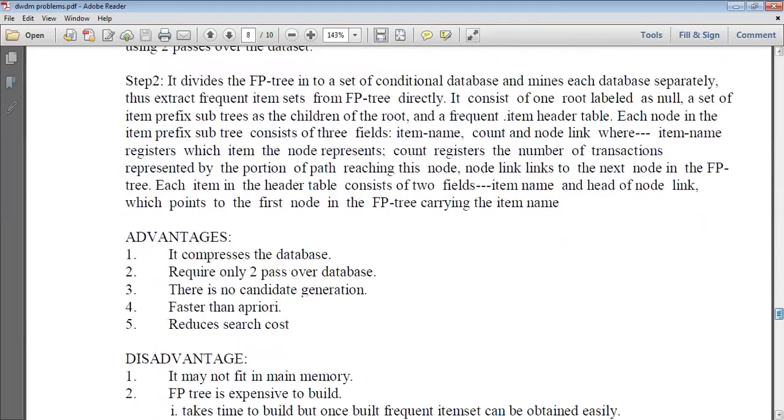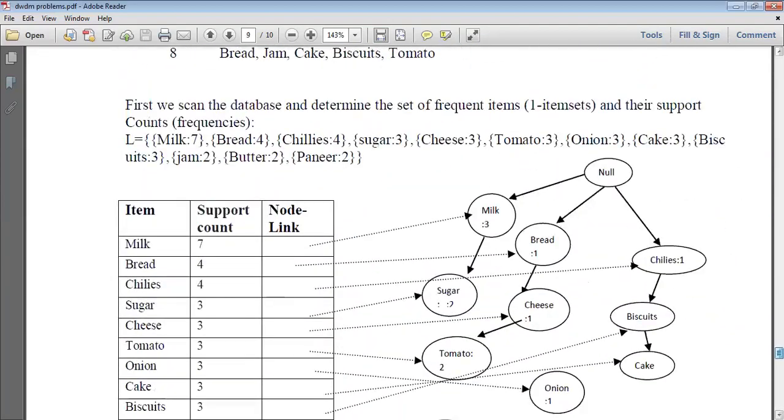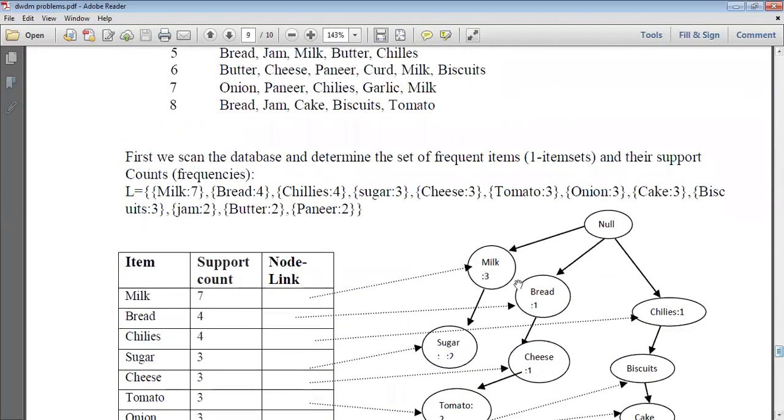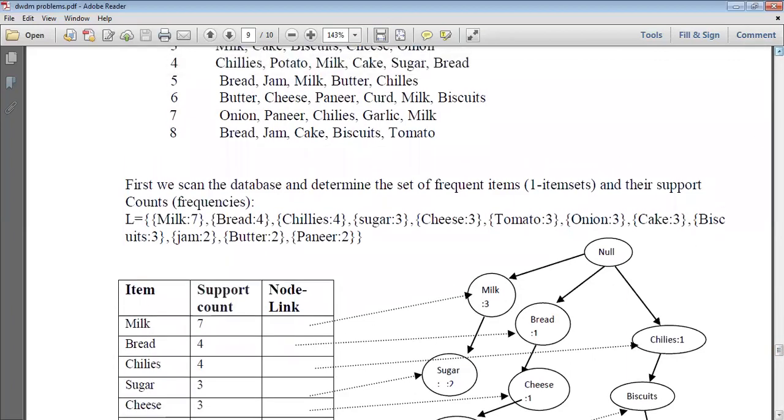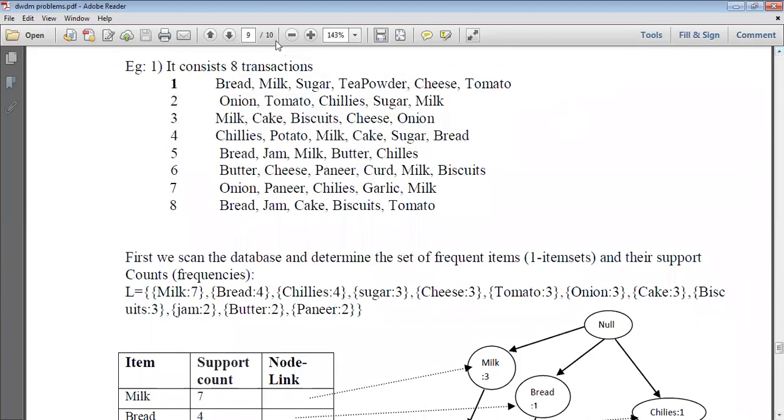And the next one, I want to write here. Whenever you want to generate using the FP growth algorithm, first we have the 8 transactions that you have to consider. First, you scan the database and determine the set of frequent items and their support counts.